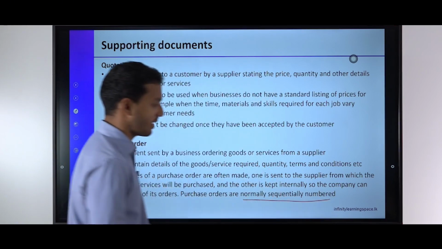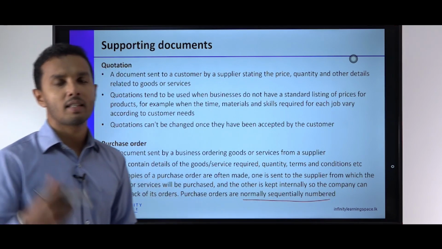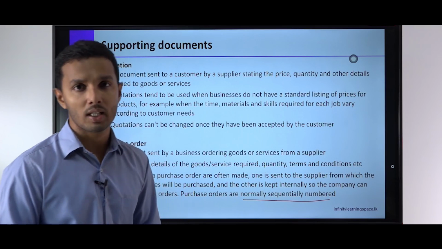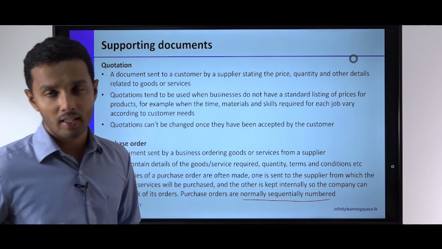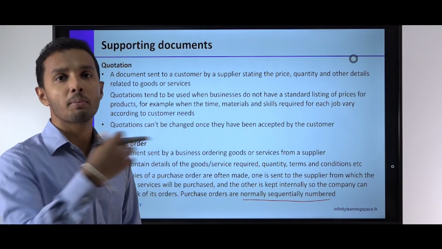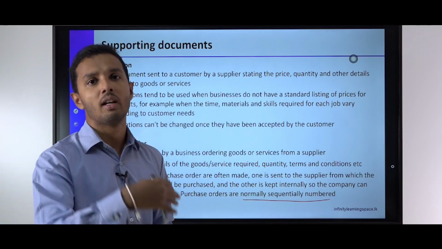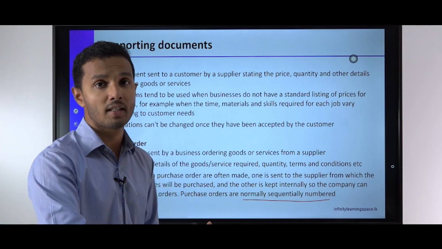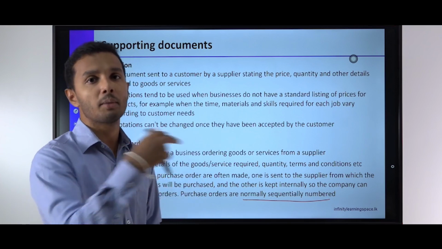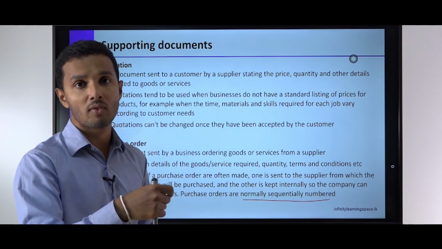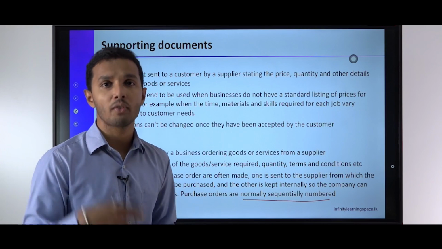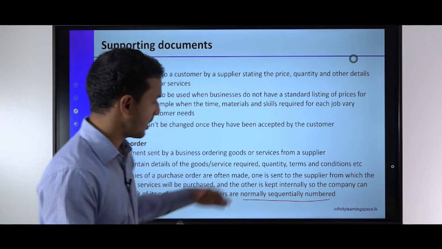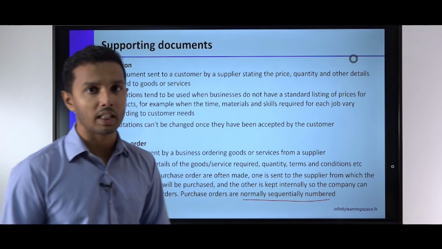What that means is when a business issues purchase orders, they will be numbered in the order they were issued. So the first purchase order will be numbered 1. The second purchase order issued by a business will be numbered 2. The third purchase order issued by the business will have the number 3. The fourth purchase order will have the number 4. And so on, right? So that's what sequentially numbered means, right?